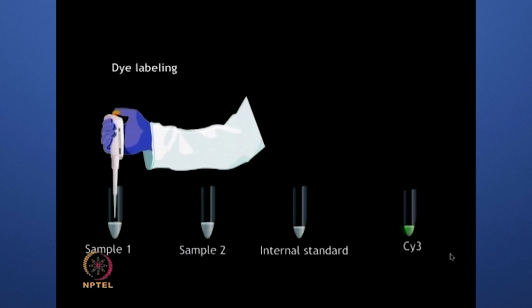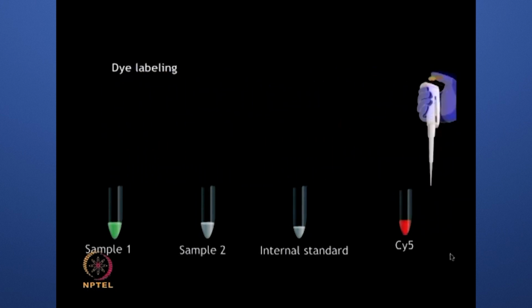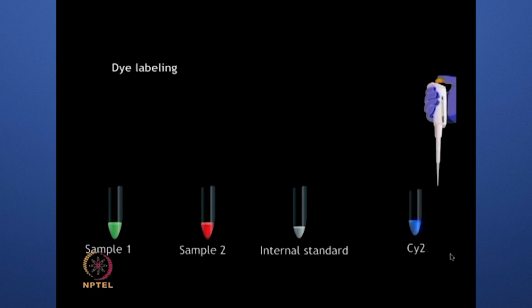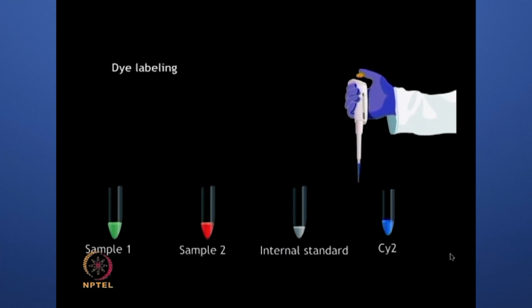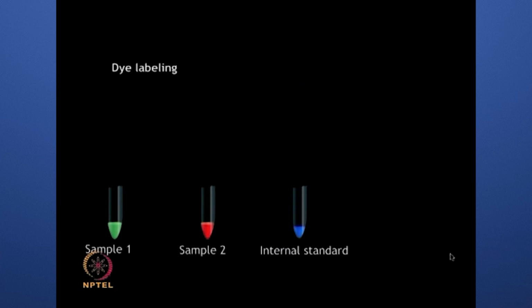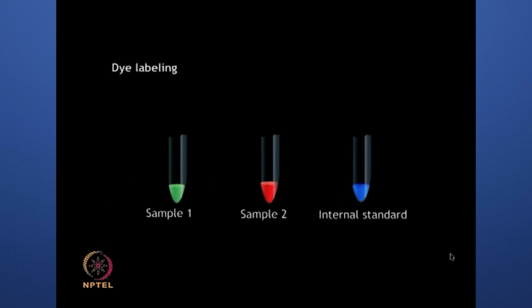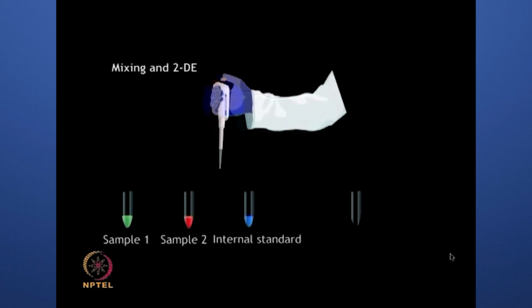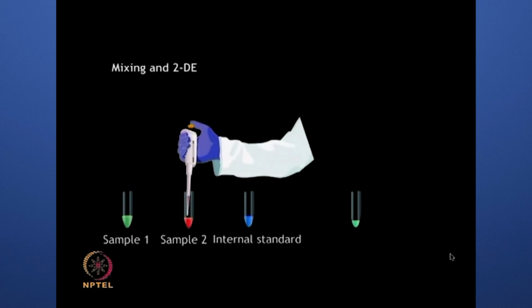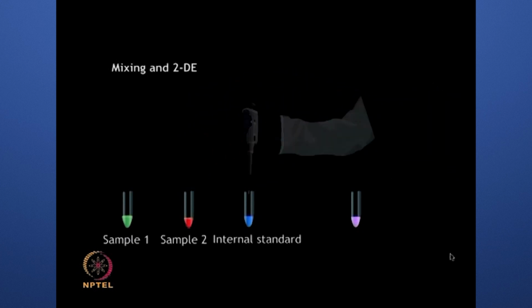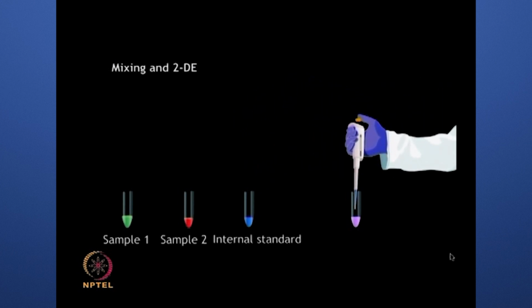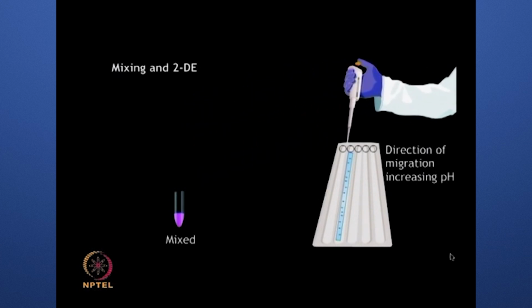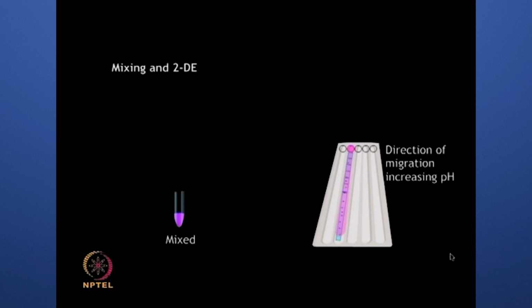Now, let us talk about dye labeling. Each protein sample as well as the internal standard is labeled with a differently fluorescing cyanine dye, which allows all protein samples to be simultaneously run on a single gel. This dye binds covalently to the epsilon amino group of lysine residues in protein. These samples should be mixed together and labeled proteins can then be run on a single 2D gel.